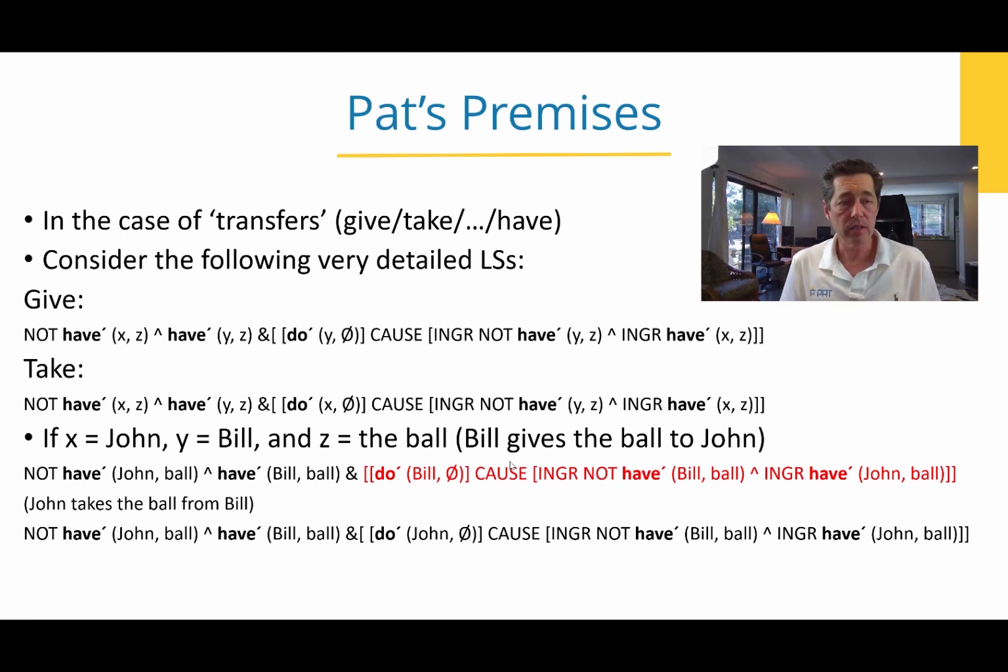And here what we're seeing is a logical structure, the semantic representation for give. So in the case of John giving a ball to Bill, at the start, John doesn't have the ball and Bill does have the ball. And then after that, the change of state is that Bill does something because Bill is giving the ball to John. So Bill does something which causes Bill to not have the ball, and then at the same time, John to have the ball. And that INGR, the ingressive, just says that's an instantaneous change of state.